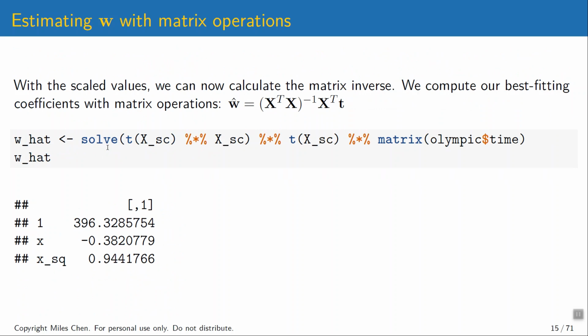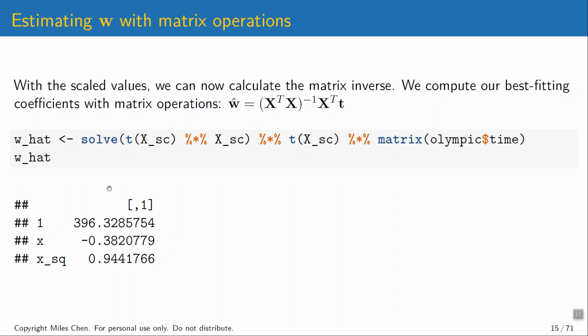I'm doing the exact same operation that I had before, X transpose X inverse. I've renamed my matrix to be X SC, for X scaled. So I can still do X transpose X, and now I can invert this. I can do solve, and it doesn't throw an error. I can multiply that by X transpose and multiply that by our T, and we get our W hat matrix. This will be the coefficients that give us the least squares estimate here.